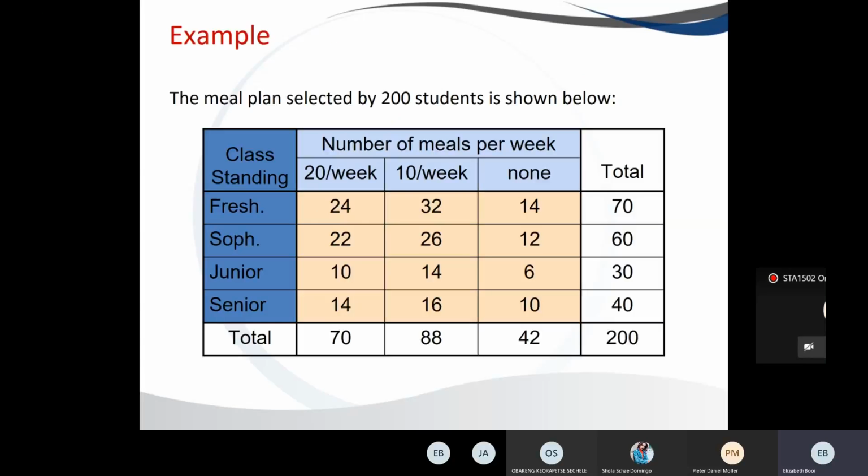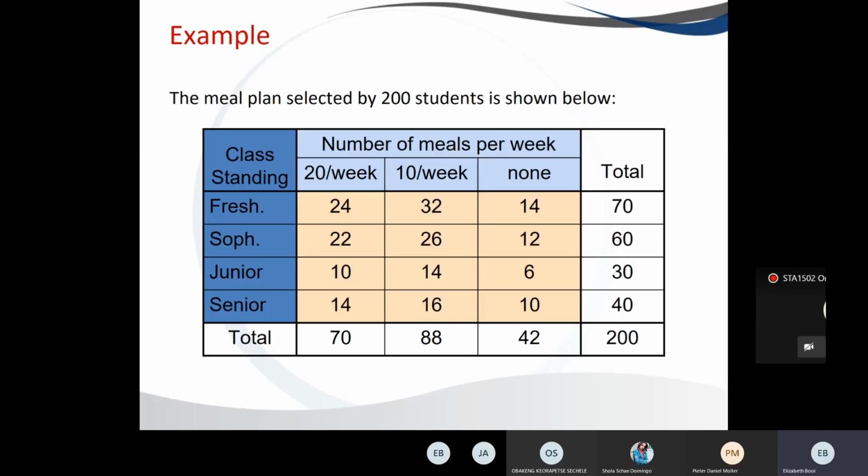Let's look at an example. Let's say we have the meal plan of 200 students shown. And we have their class standing as a category and also the meal plan. So some prefer the 20-week meal plan, some prefer the 10-week meal plan, and some do not prefer any plan. And this is the contingency table.